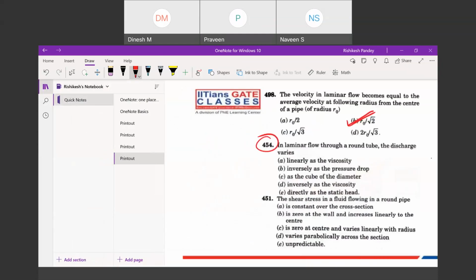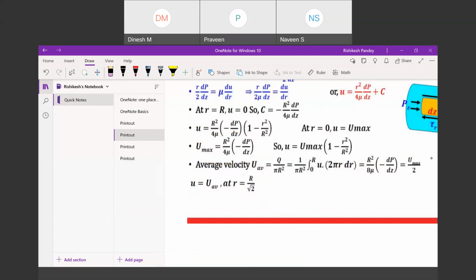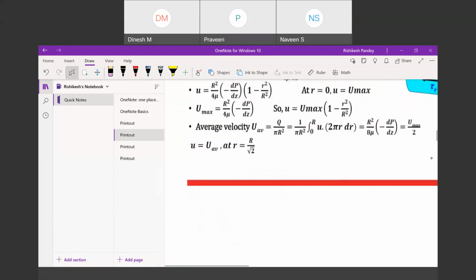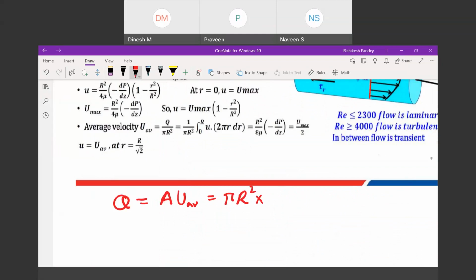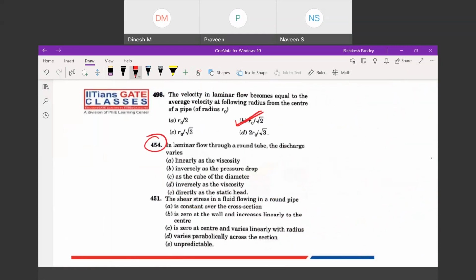So discharge formula. Discharge will be what? Q is equal to area multiplied by average velocity. So this will be pi r square multiplied by average velocity, which is this one, r square by 8 mu times minus dp by dz. So discharge and viscosity, how is it related? Directly proportional or inversely proportional? So what should be the answer here? So answer should be D here. Okay. Next question.